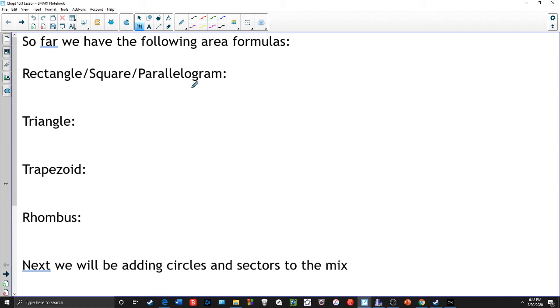So rectangle, square, and parallelogram, that area was simply base times height. Base, height, no big deal, all right? Triangle, we found out that a triangle is basically half of a rectangle, square, or parallelogram. So if I have a triangle here, I could draw another triangle like this and make it into a parallelogram. I find the area of the parallelogram using base times height, and then I divide it by 2 to get just the triangle I want. So that's where we got the formula of base times height divided by 2.